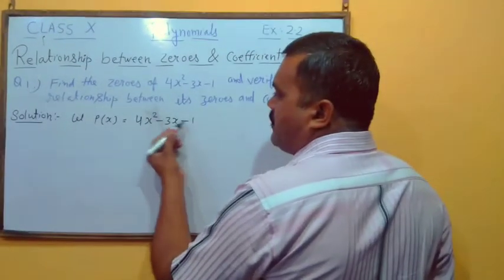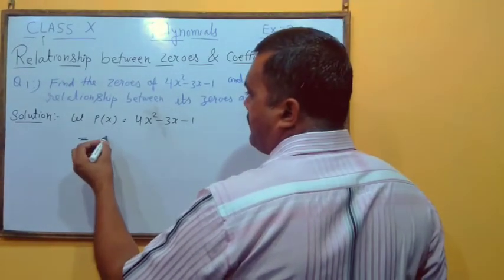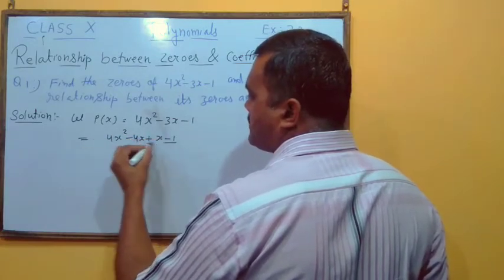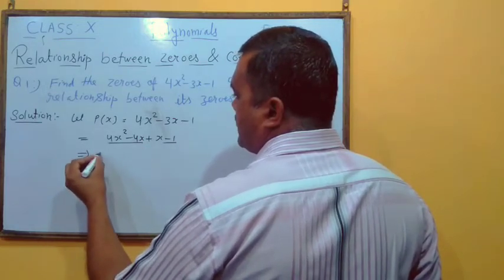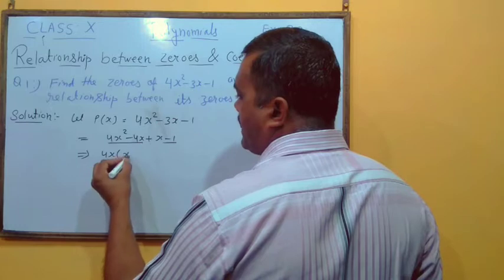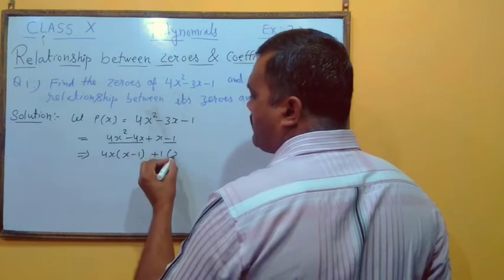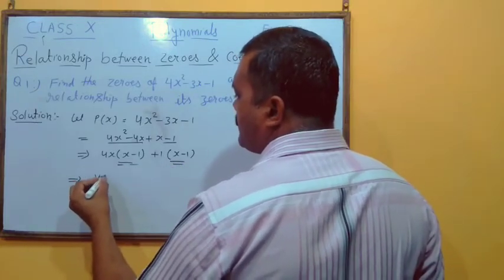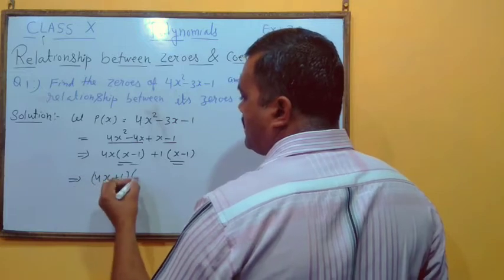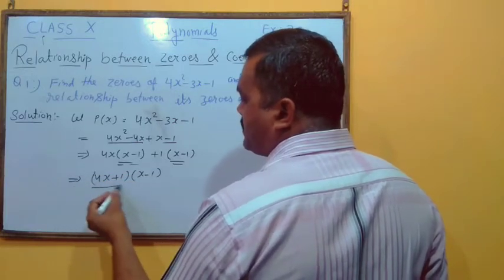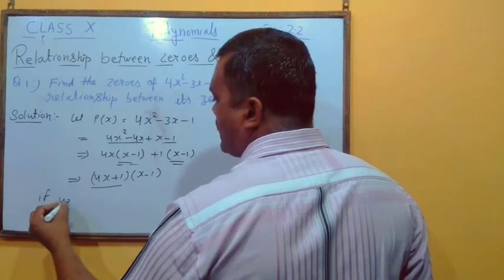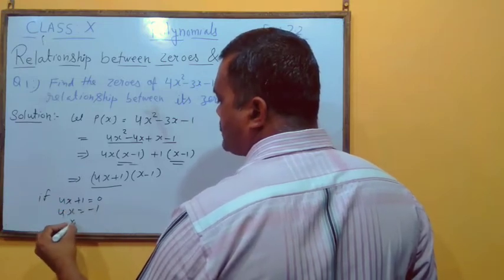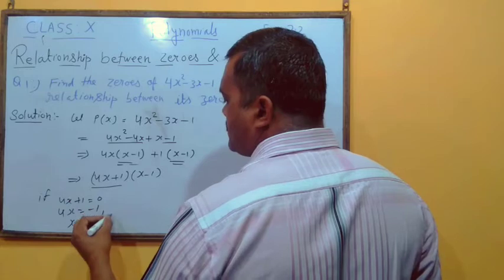So 4 times 1 is 4. This will be 4x² − 4x + x − 1. We take 4x common from here, we have (x − 1), plus 1 common from here, we have (x − 1). You can see these terms are the same, so it will be taken outside. We get (4x + 1)(x − 1). Now we take them separately equal to 0. If 4x + 1 = 0, then 4x = −1 and x = −1/4.